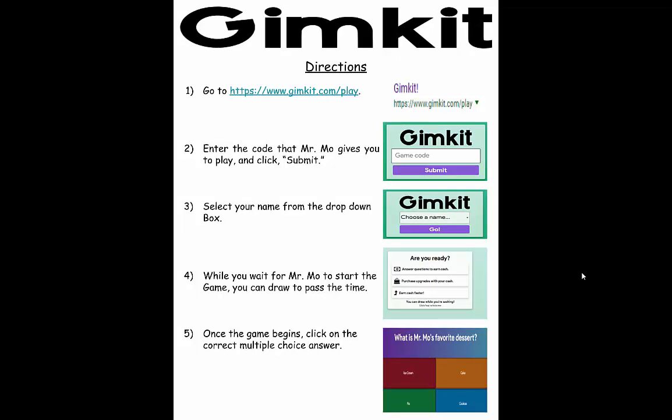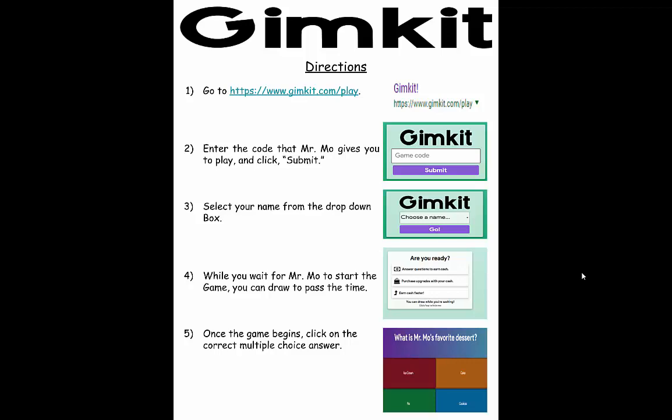This time I'm going to go through the steps that I tell the students. So step one, you would go to gimkit.com/play. That's the site that the students would go to join your game. You actually would make the game at gimkit.com without the /play.